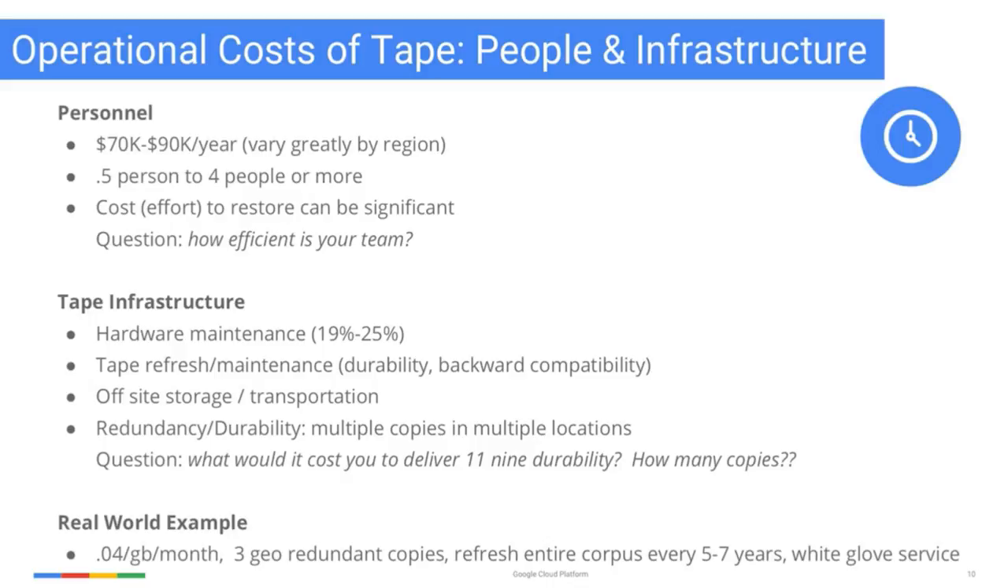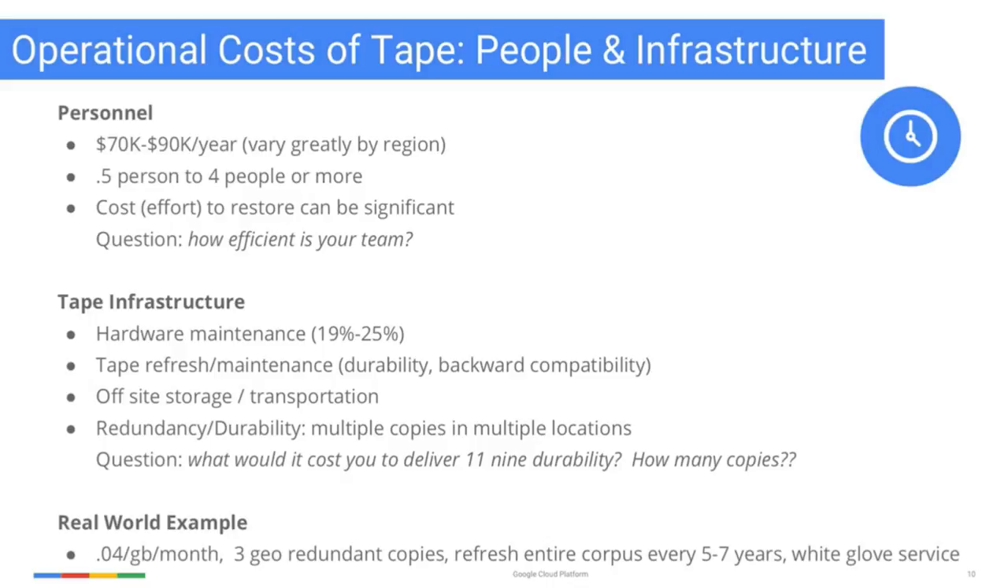You might be anywhere from a half a person or a quarter of a person up to three, four, five. I've never seen one bigger than five or six. But there's also a significant cost to restore data. So the question I have in italics here is how efficient is your team? And you need to factor that in because it varies so significantly. And this is a very significant piece of the drivers of your ongoing operational cost of tape.